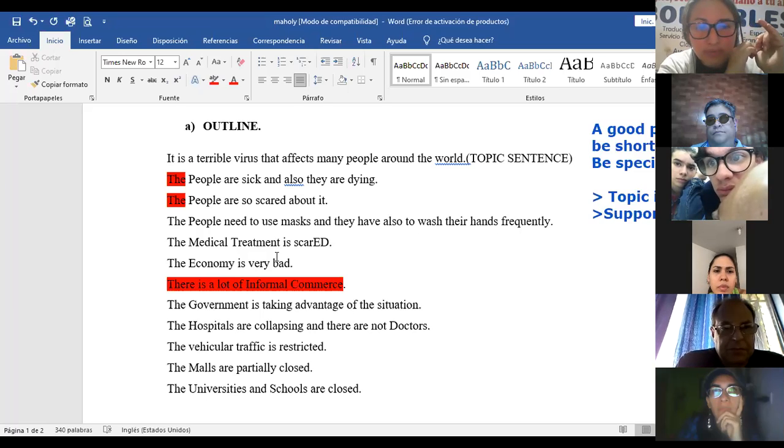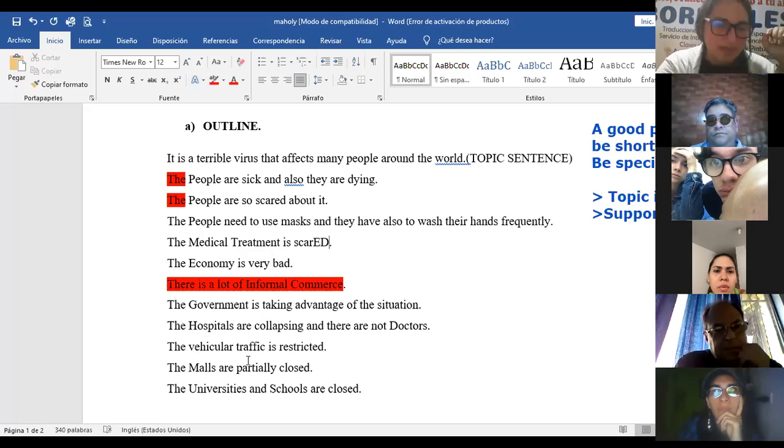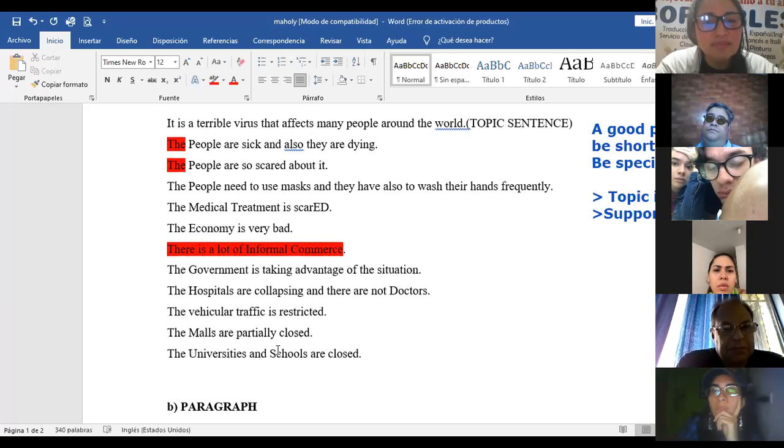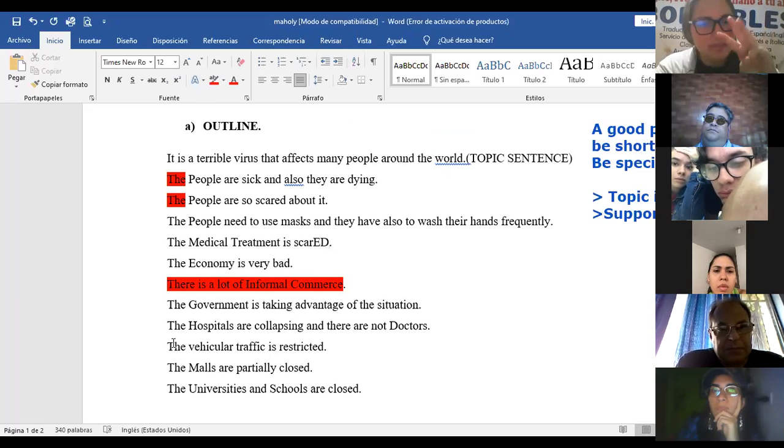Medical treatment. The vehicular traffic is restricted. The malls, universities and schools closed. Like consequences could be grouped in another. Exactly. Another. Ahí, rápidamente, así con lo que hemos visto, tiene tres ideas.